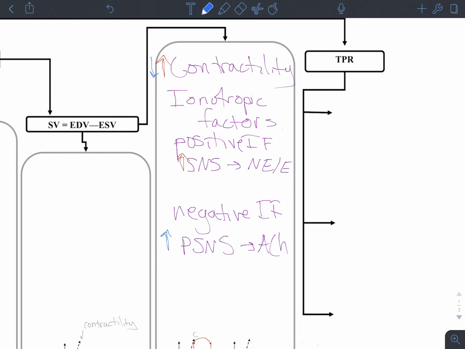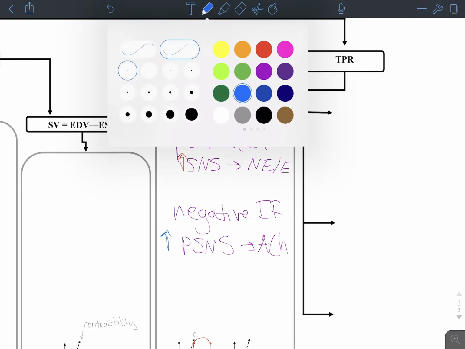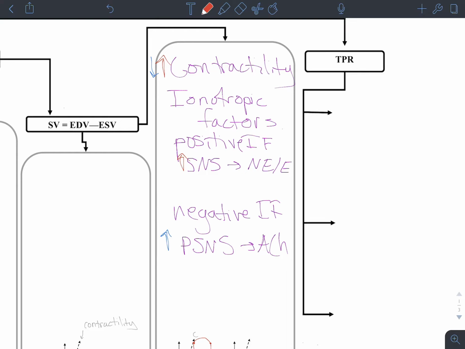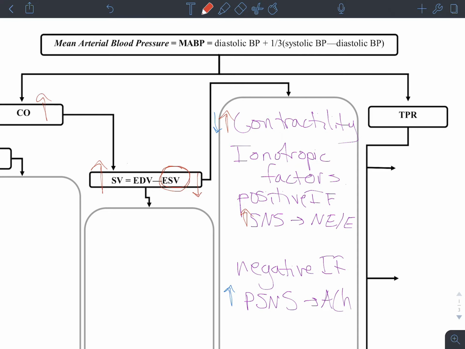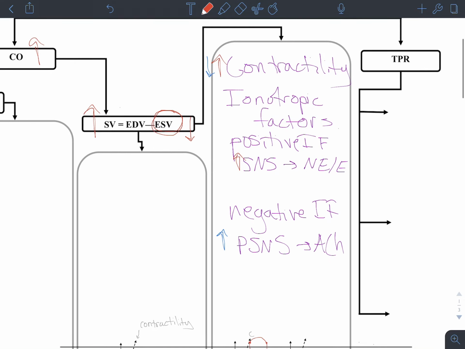Okay, so if we're contracting better, I'm going to go back to red. If we're contracting better, then the amount of blood we have left over in systolic volume is actually going to be less, which makes sense because if we are contracting better, then stroke volume should be increased. And if stroke volume is increased, cardiac output is also increased and blood pressure is increased.